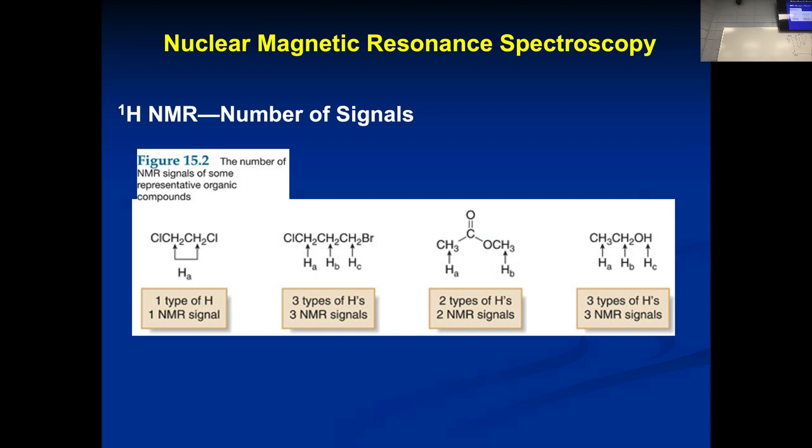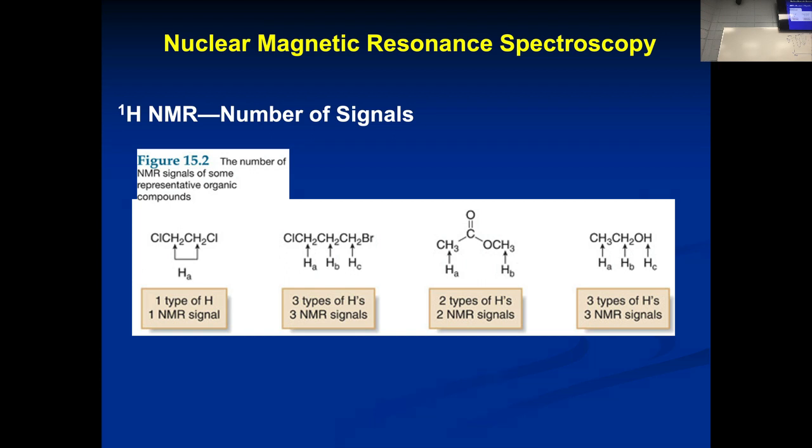Then bromochloropropane, right? So 1,3. You will see 3 different signals. Chlorine is different than bromine. They're both halogens, but they're not the same. So you're going to see 3 unique signals, okay?